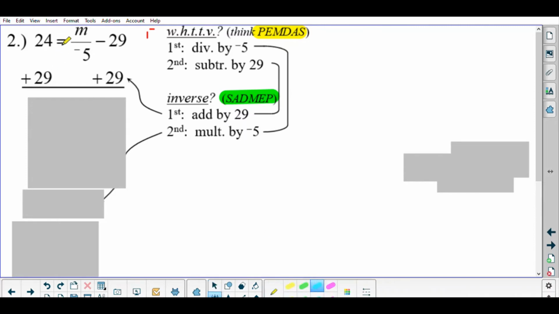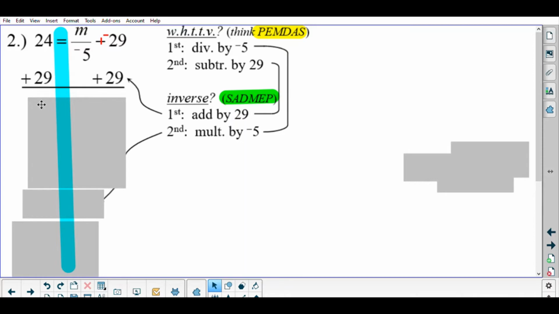Remember, the equal sign is what separates the left side from the right side. That is your invisible border, so to speak. Notice how I lined up the adding by 29. I put it underneath the minus 29 because that's the part you're inversing. So the way you line this up is very important. Now you can work down.